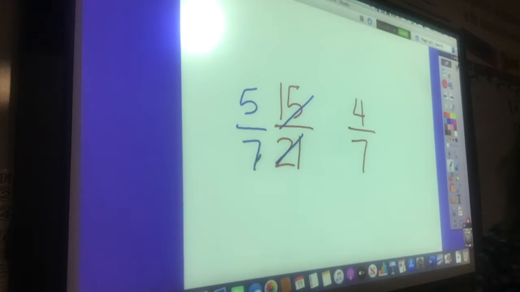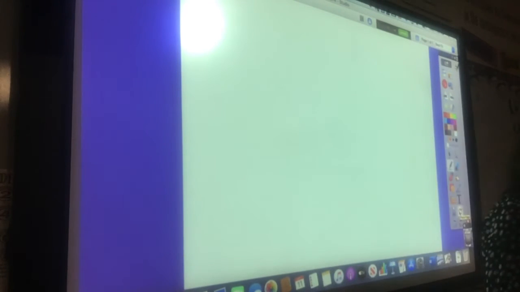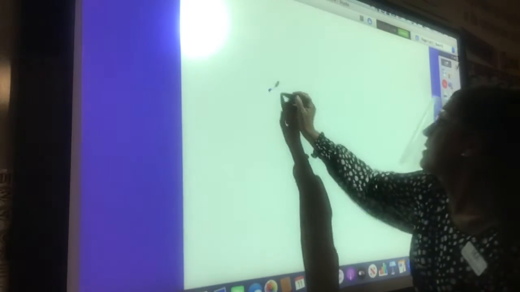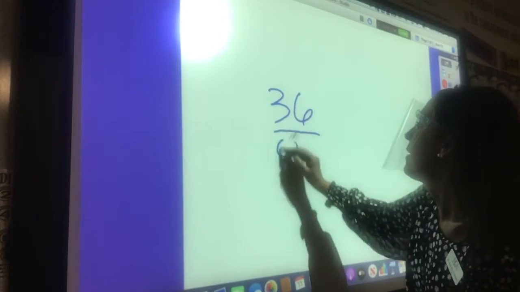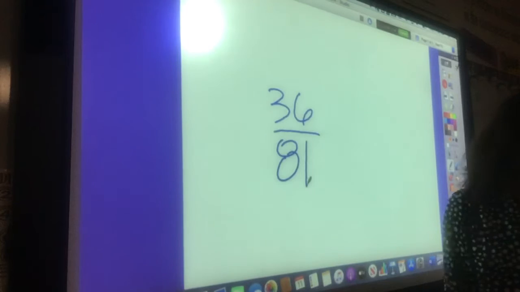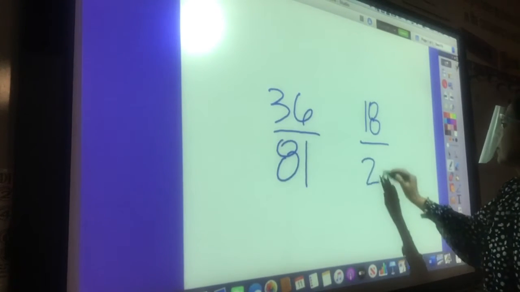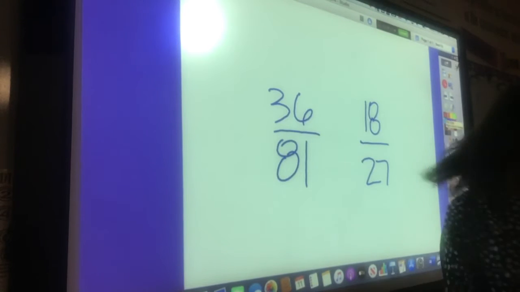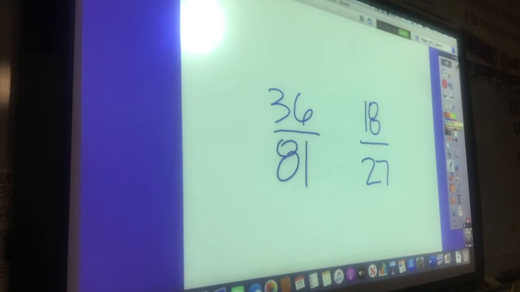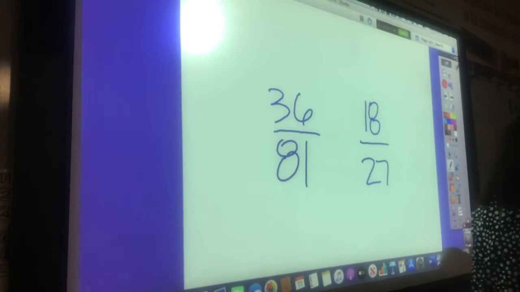Okay, and let's look at another one that the numbers are sort of big, but we can make them smaller. Okay, so let's do 36 out of 81. And let's compare that with 18/27. Okay, and hopefully you notice that 9 goes into every one of these numbers. All of these numbers are a multiple of 9, which means that we can reduce both of these fractions by dividing by 9 on everything.